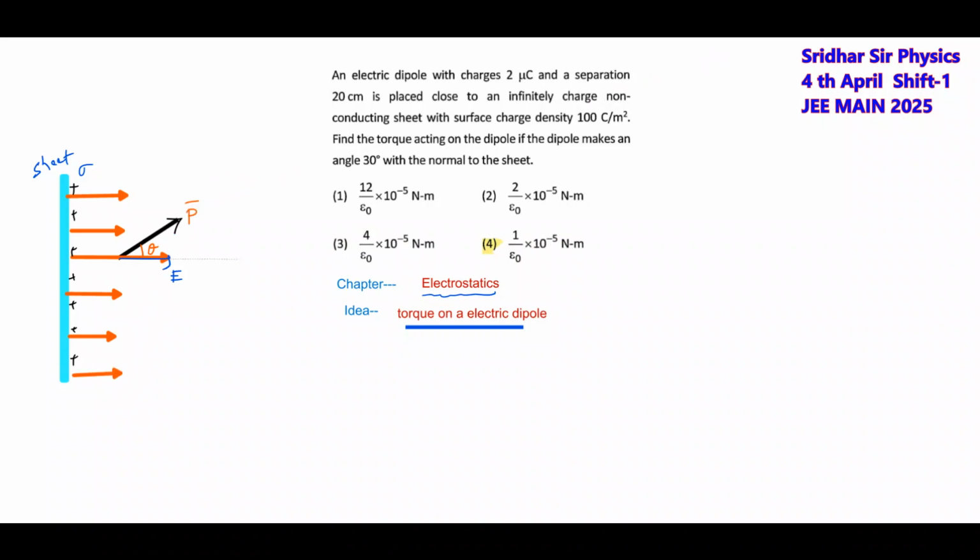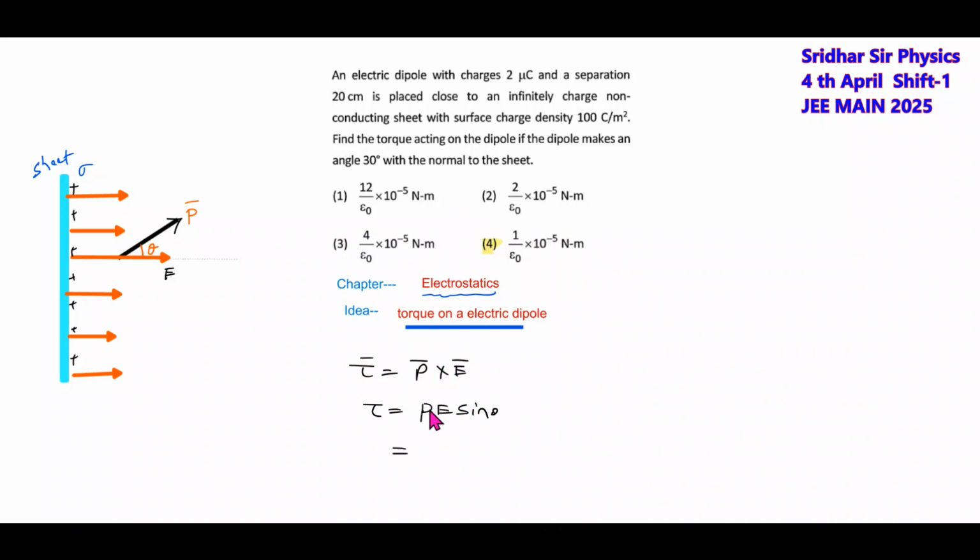Okay, no confusion. So here, this is the electric field. Then what is the formula? Torque equal to P bar cross E bar, so PE sin theta. This torque is being asked.